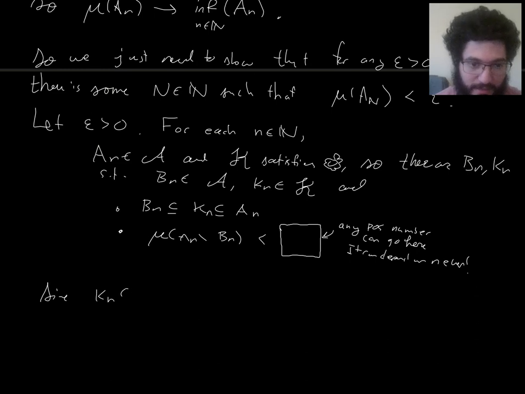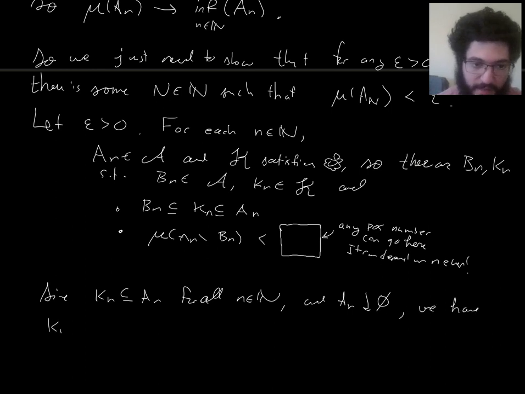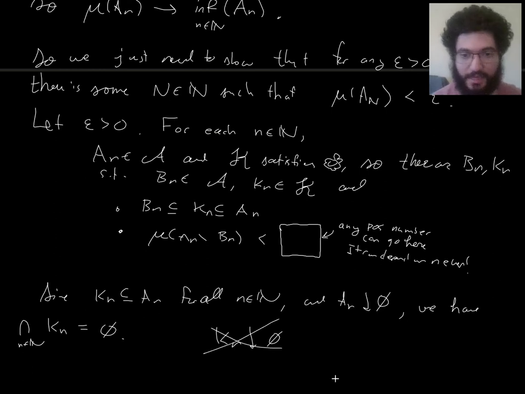Since Kn is a subset of An for all natural numbers n, and the ANs intersect down to the empty set, we have that the intersection of the KNs is also empty. Now, I would not say this, I would not say that, because I don't know that the KNs are nested. There's no way for me to know that the KNs are nested. The ANs are nested and the KNs are stuffed inside them, but that doesn't mean the KNs are nested, right?